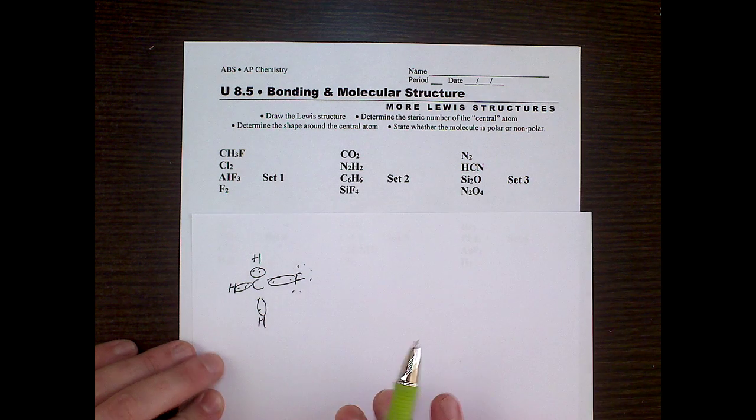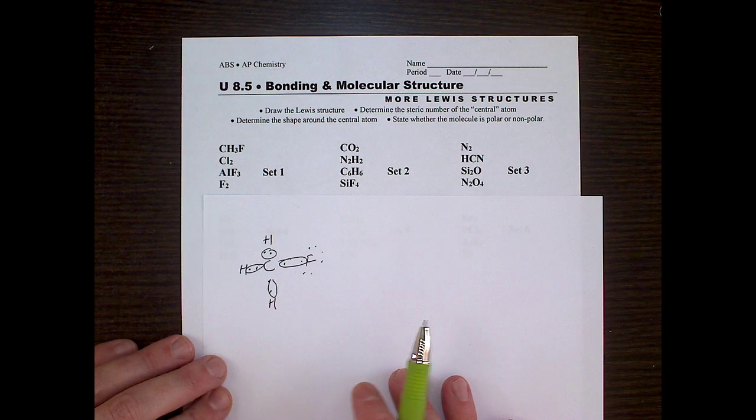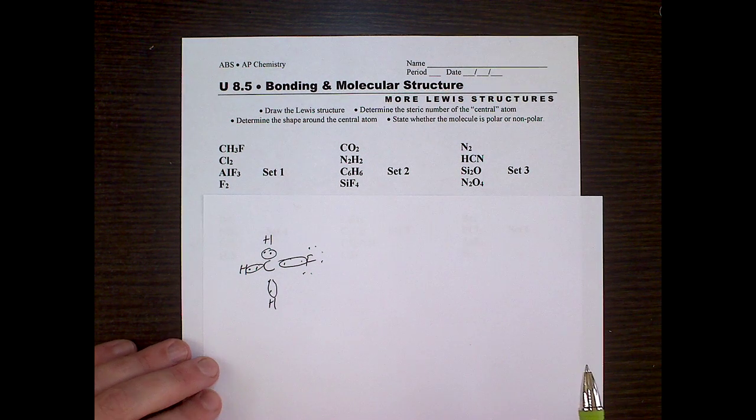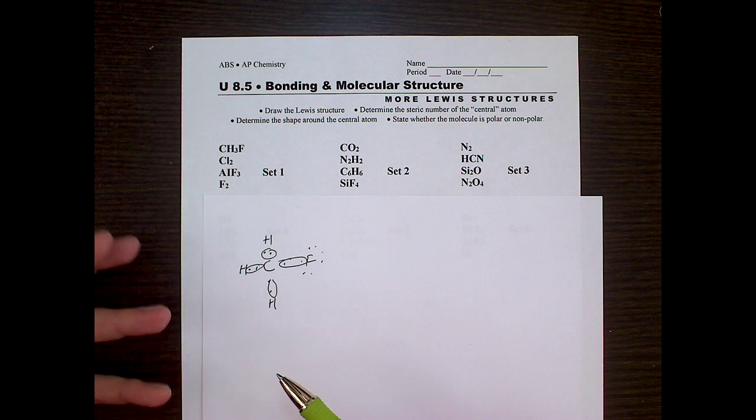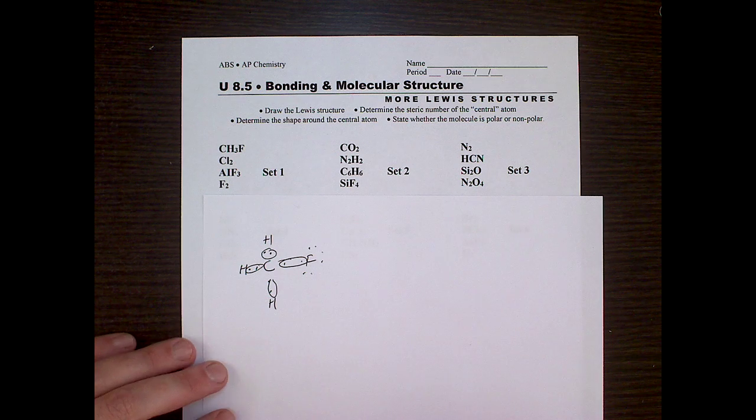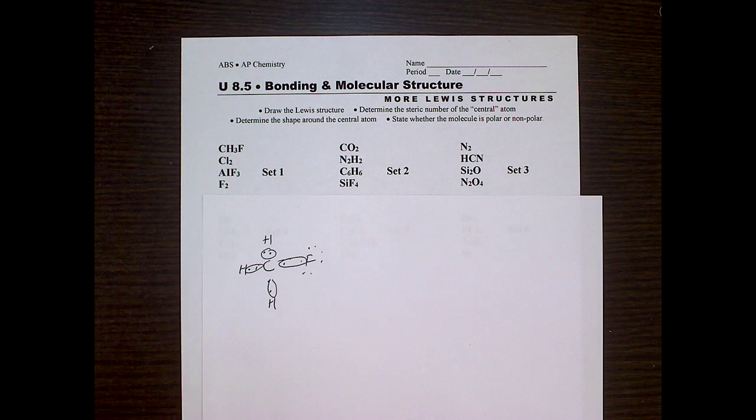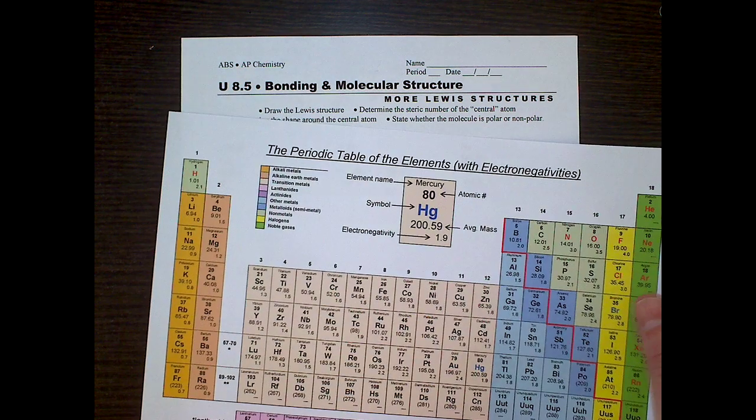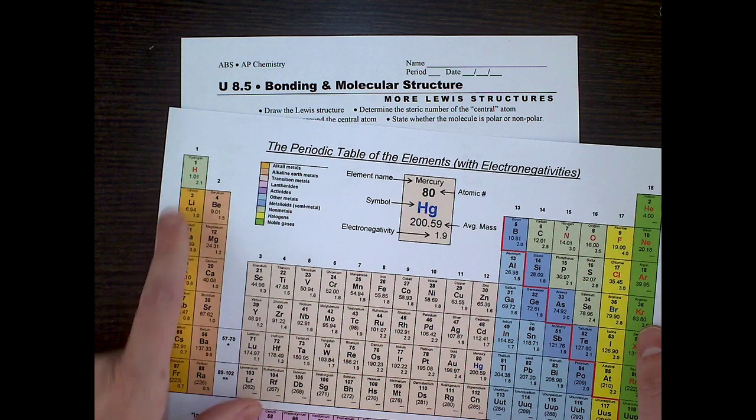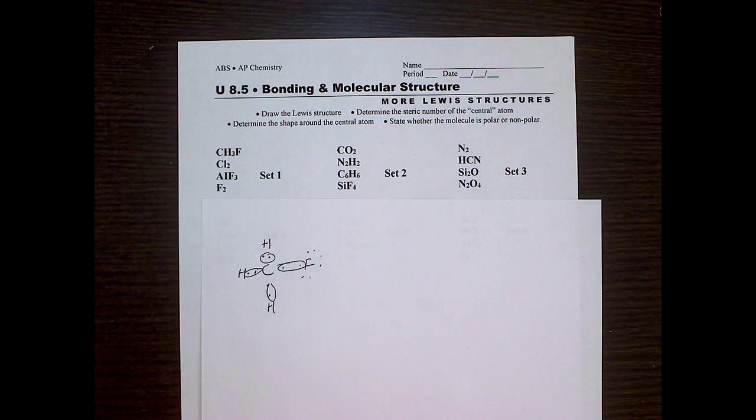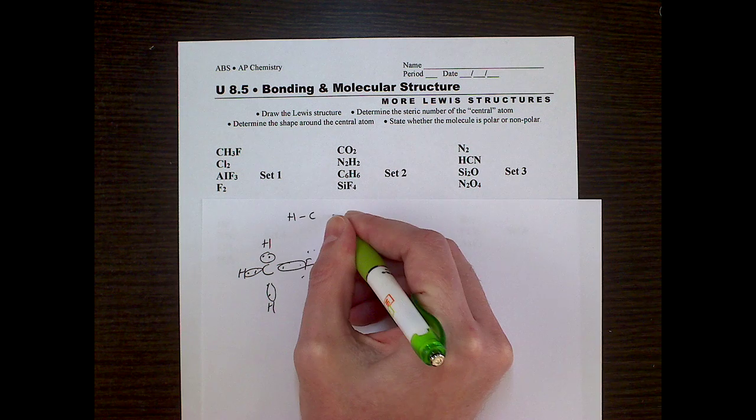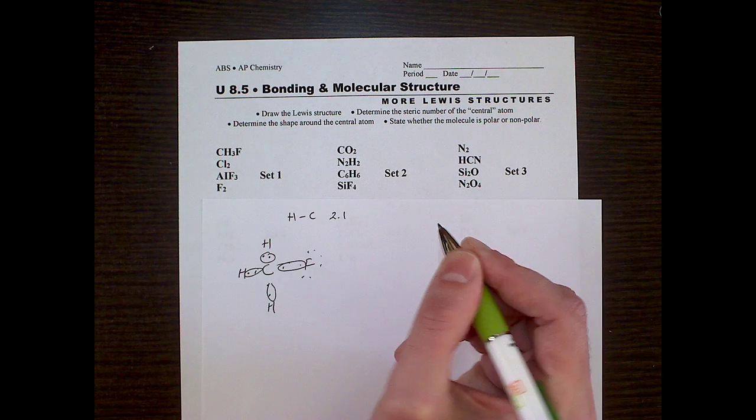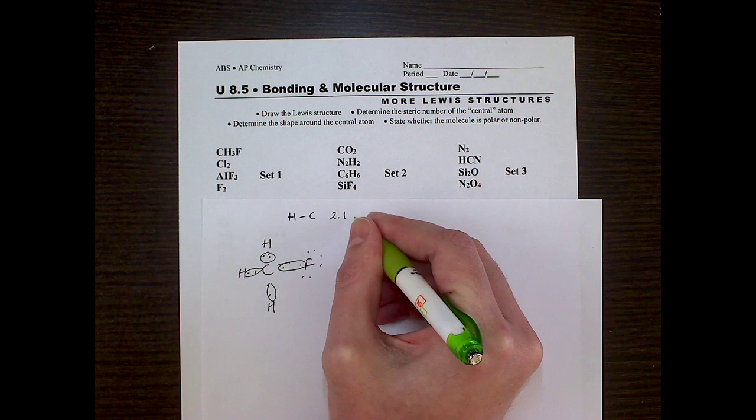Now, all of these are non-metals, which means they are highly attractive, and we need to establish the difference in electronegativity. That electronegativity comes from this chart, which was also in your Chem Bible. Here's our value for hydrogen, which is 2.1. So the H to C bonds are 2.1 and the carbon is 2.5.